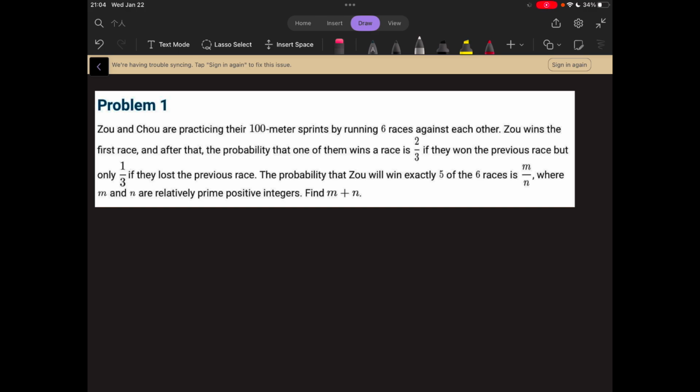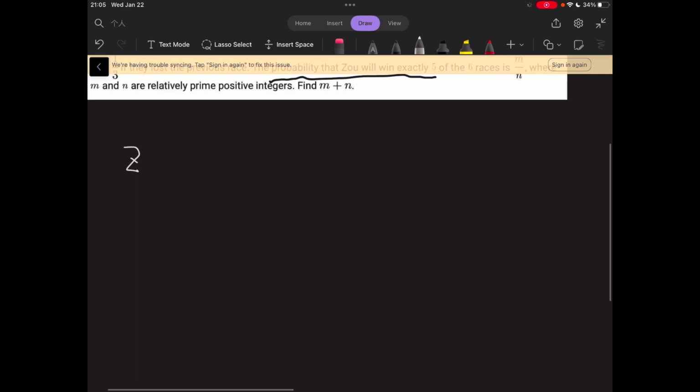So we know that Z won the first race, and then we will analyze the entire thing for Z, because the question wants the probability that Z will win. So we will analyze this question from the perspective of Z. W is win, L is lost. So for the 6 races, he has to win 5 and lose 1.